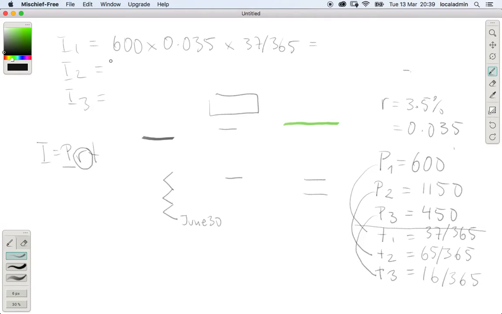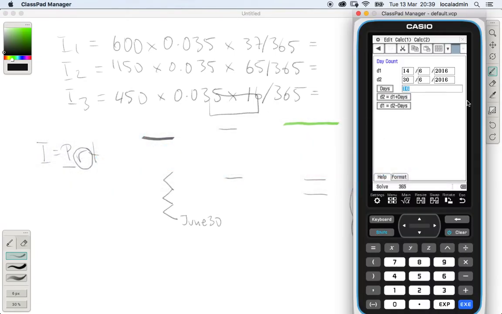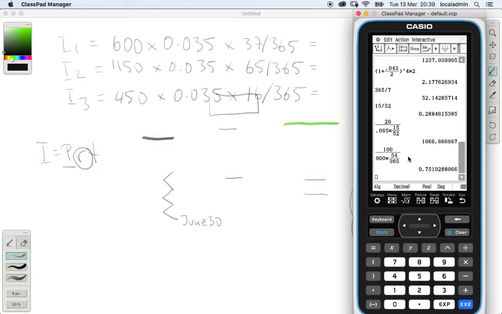And now that's all well and good, and that's just going to take a little bit of time. And after that we'll have the right answer. And the last one is $450, when they made a withdrawal, and that's only 16 days over 365. Now all these values need to be calculated, and we use our calculator quickly.